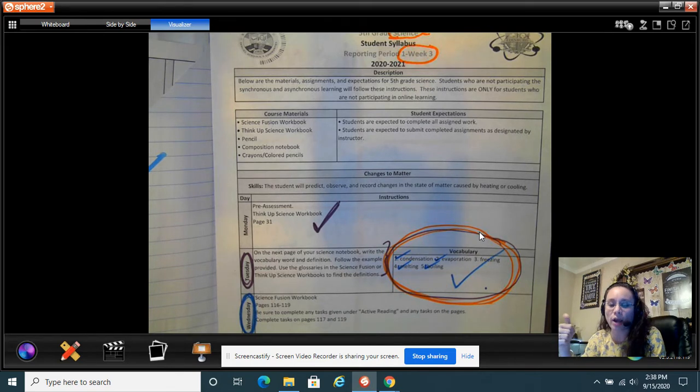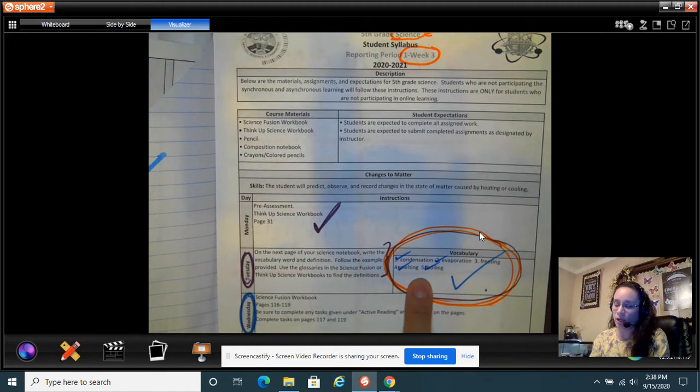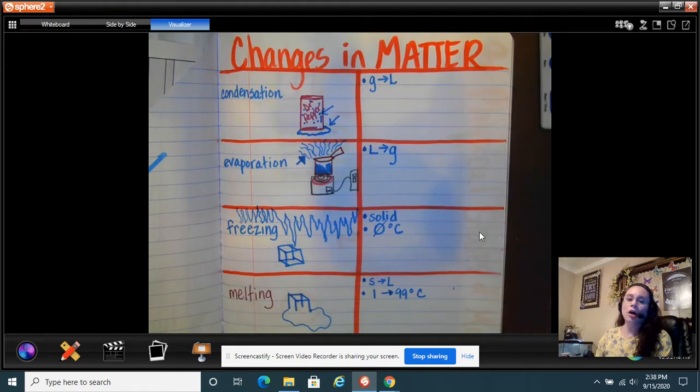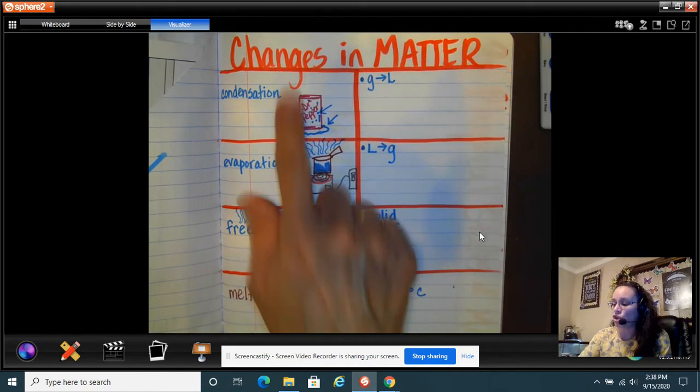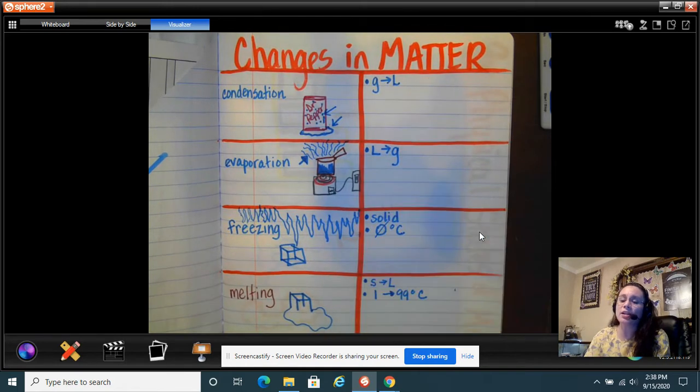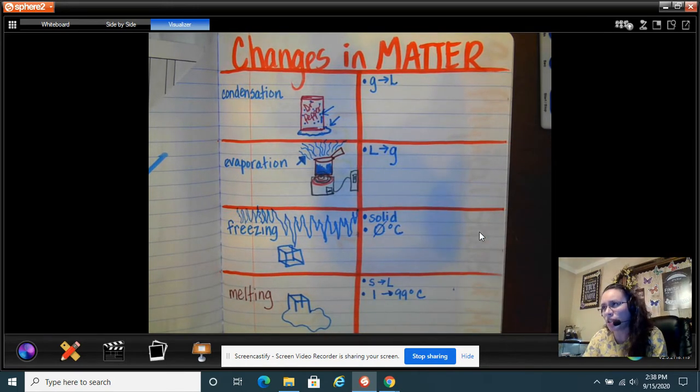Now, if you want to see what I did on my notebook, I'm going to go to Tuesday and look at these vocabulary words. On my notebook, I went to a clean page and I put the title Changes in Matter because that's what we're learning this week. So that's how I go a little bit above what the syllabus says. I want you to know, what are we doing this week in science? Well, we're actually changing matter. Before we change matter, we're going to have to know some vocabulary words.